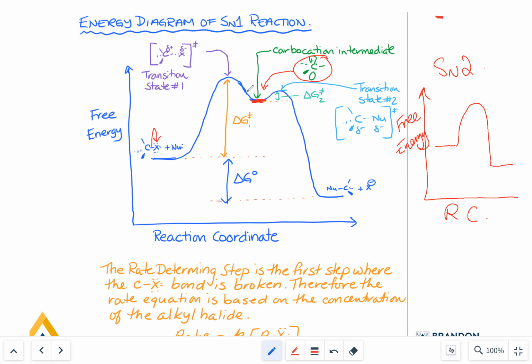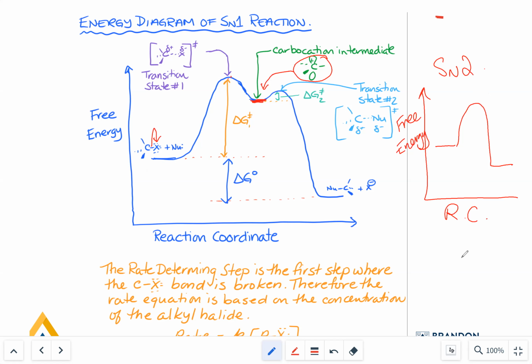So there'll actually be 2 different transition states here. And the rate determining step is the formation of this carbocation. So this peak here will be the highest one in the energy diagram. Now this is quite different from an SN2 reaction where you've just got one transition state.